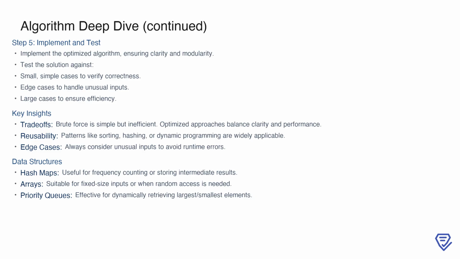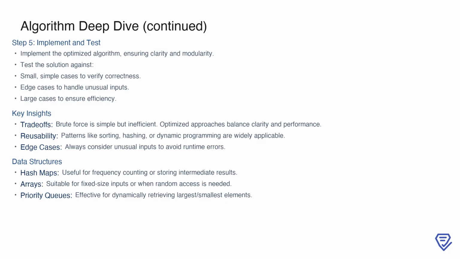After selecting your optimal approach and data structures, the next step is to implement and thoroughly test your solution. Start by writing clean, modular code that's easy to debug. Then, test it against a variety of cases. Begin with small and simple examples to confirm the basic correctness of your algorithm. Follow this by testing edge cases. These might include empty inputs, extremely large or small values, or other unusual scenarios that could lead to issues. Finally, evaluate your solution with large test cases to ensure it performs efficiently under the given constraints.